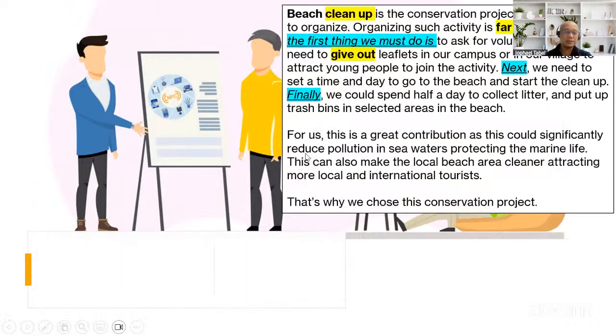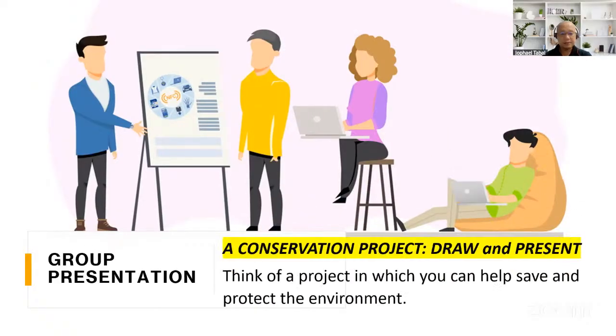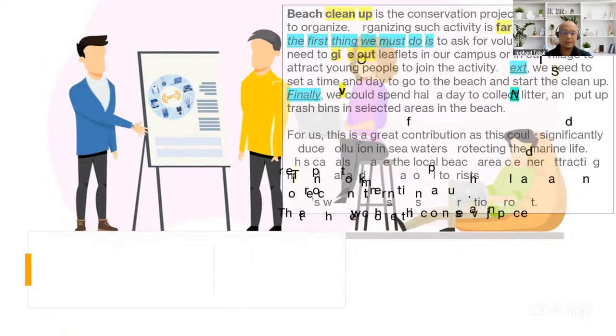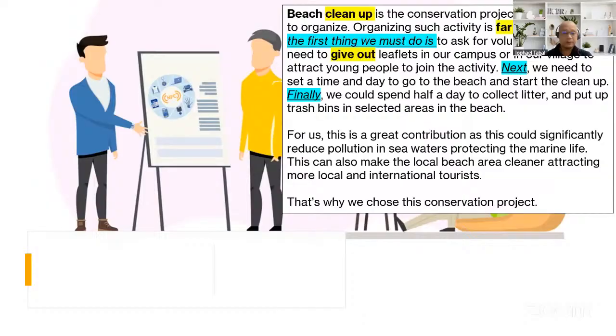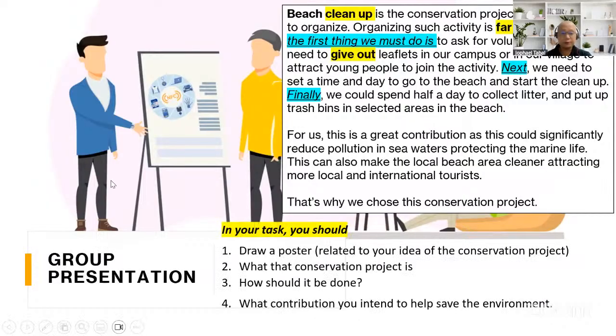Okay, so here's a model answer, like this one. You just need to answer the task here. Again, you don't need to draw. You just skip the drawing and proceed to task number two. Task number two is what that conservation project is, how it should be done, and what contribution you intend to make to help save the environment.